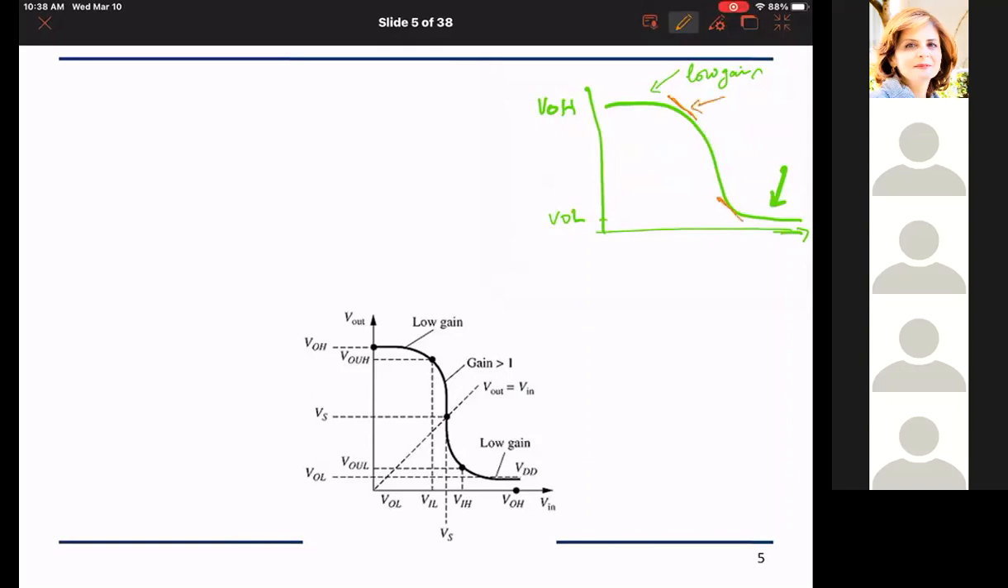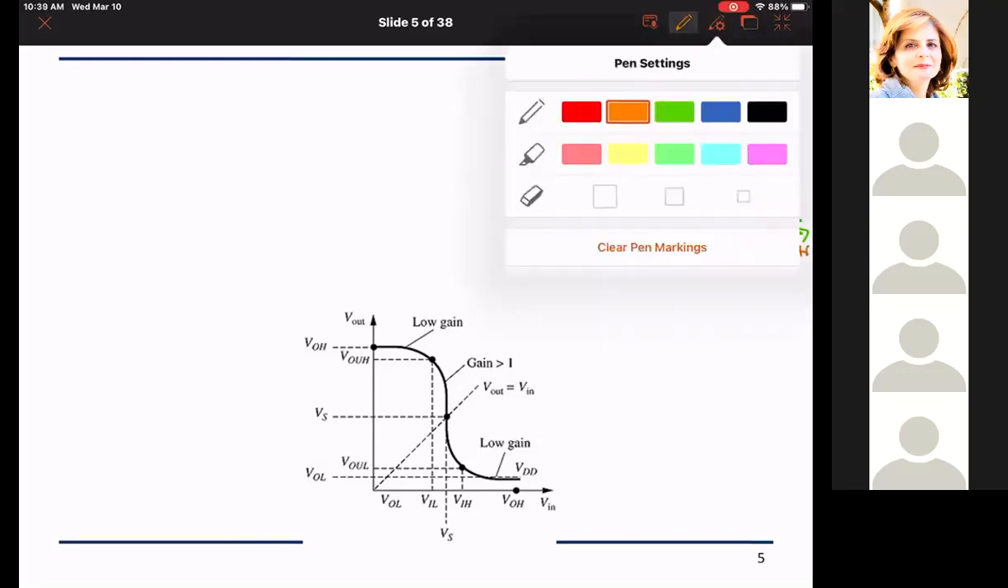So here the gain, del V out by del Vin, is equal to 1. Those 2 points I'm going to call V input low and V input high. And these 2 points along with VOL and VOH, as we explained in the beginning of the year, are going to determine my noise margins.